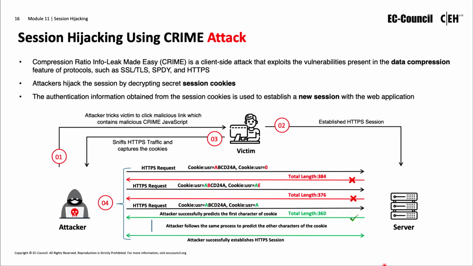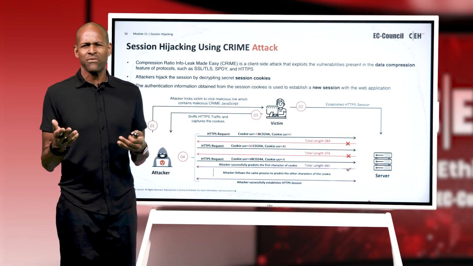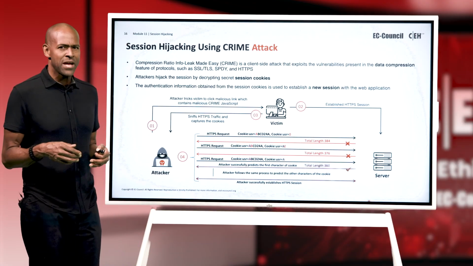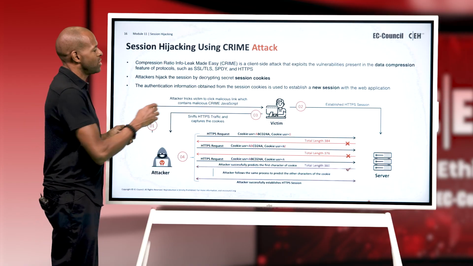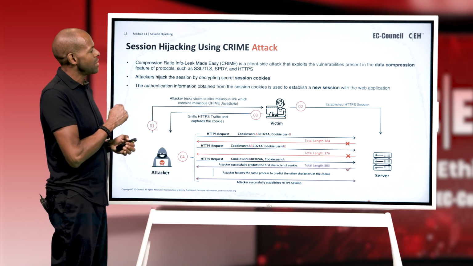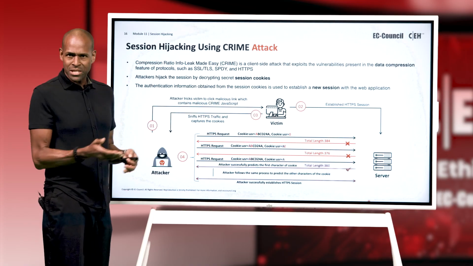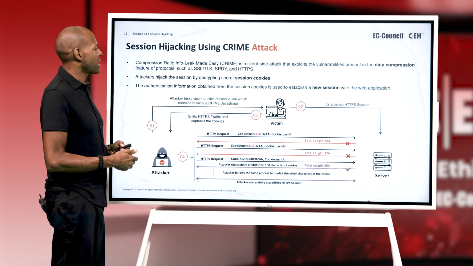All right, so I want to report a crime. It's a CRIME attack, right? This is the compression ratio info leak made easy. Now, think about protocols and types of applications that use compression. When I think of that, I think of stuff like JPEG or GIF or MP3, MP4, things like that. But also SSL, TLS, SPDY, and by extension HTTPS use compression.